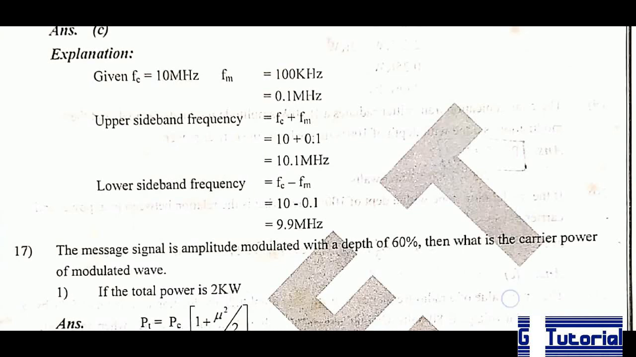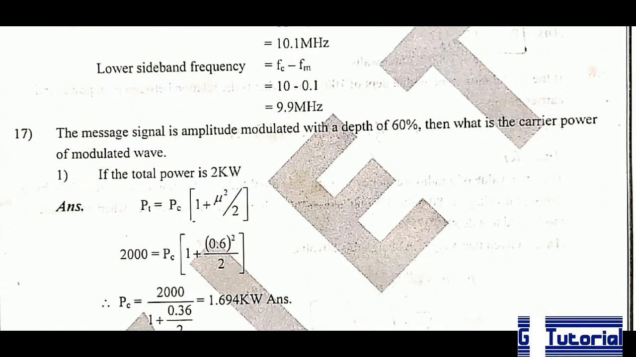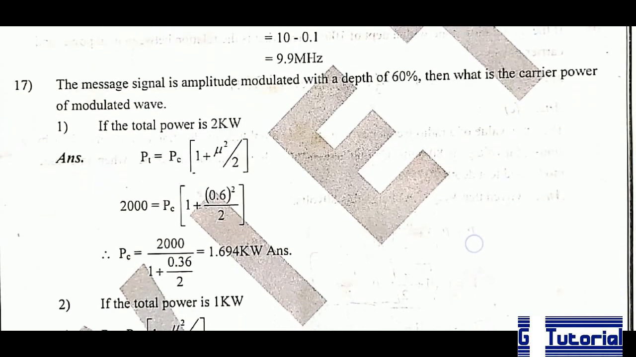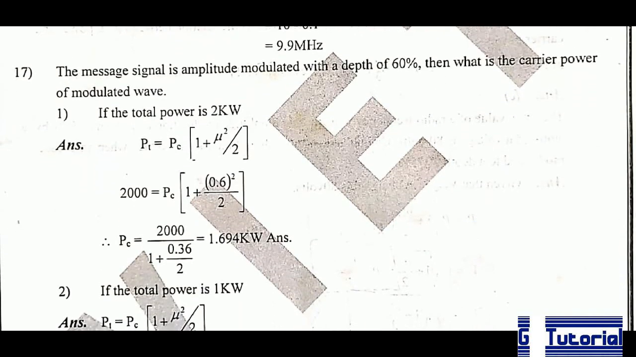Next question. The message signal is amplitude modulated with a depth of 60%. Then what is the carrier power of the modulated wave if the total power is 2 kilowatt? This is the first question. Here we are given that the signal is amplitude modulated with depth 60%. We have studied what is meant by depth of modulation. When the modulation index is expressed in terms of percentage, it is called depth of modulation, that is mu into 100.